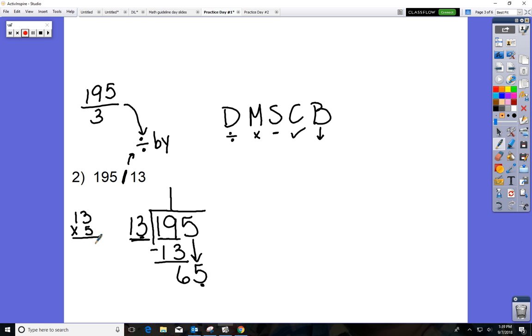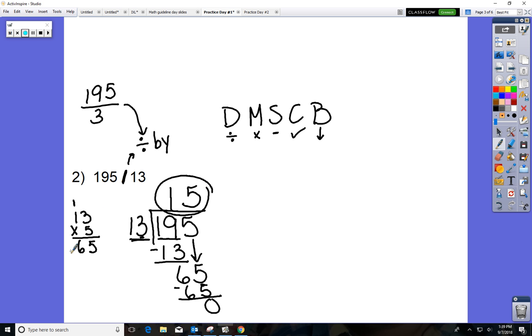So 3 times 5 is 15. That gets me that 5 that I was looking for. Bring over the 1. 5 times 1 is 5, plus 1 is 6. So this one worked out nicely. Goes in 5 times. 13 times 5 is 65. 65 minus 65 is 0. 0 is less than 13, and there's nothing left to bring down. So my quotient, or my answer to my division problem, is 15.